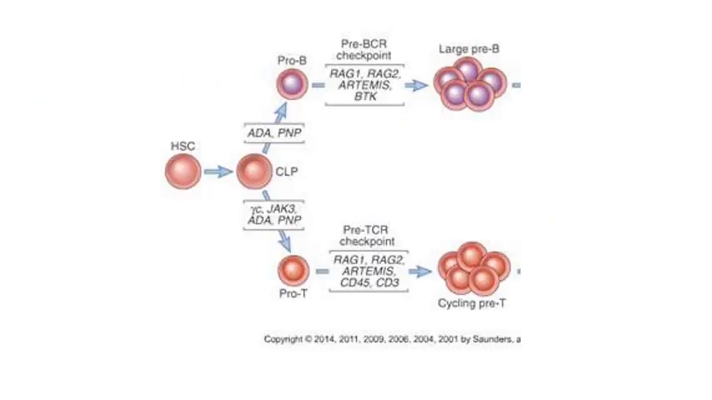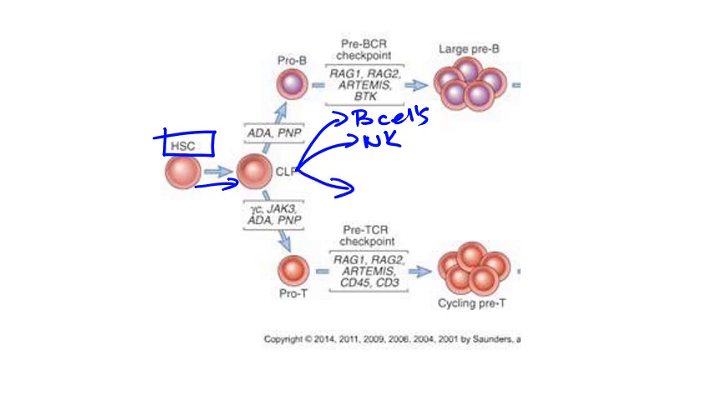So basically, if you think about B and T cell development, you have your hematopoietic stem cell, which becomes a common lymphoid progenitor. The common lymphoid progenitor is responsible for making B cells and NK cells in the bone marrow. It's also ready to move on to the thymus, where it makes T cells. So if you have a defect in any of these decisions, you could actually break down all of them.